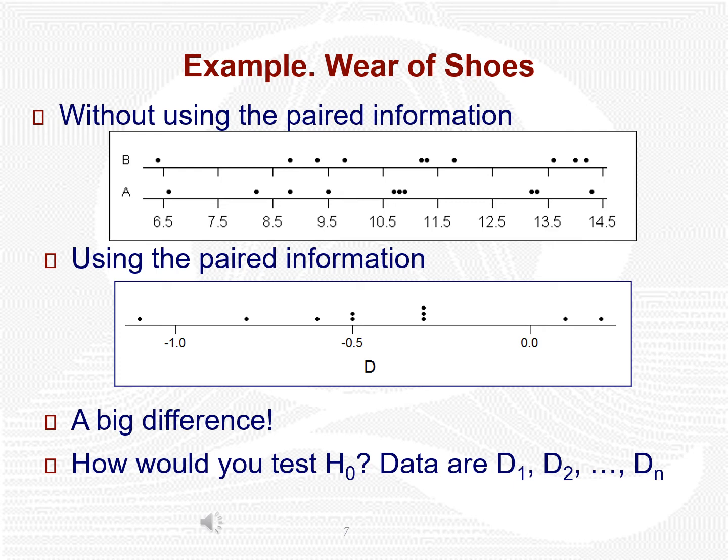Here the display on the top shows the data not taking into account the pairing. It doesn't look like the two materials differ very much on average. The second display shows the difference between material A and material B for the 10 boys. Here it's pretty obvious that the two materials wear differently. So what test statistic would you use to see if the difference in wear between the two materials is statistically significant?